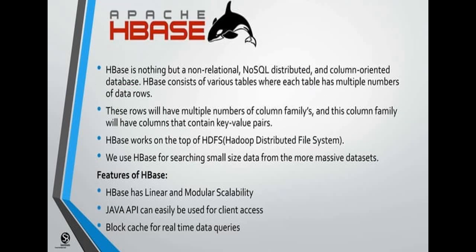Apache HBase. HBase is a non-relational NoSQL distributed and column-oriented database. HBase consists of various tables, and each table has multiple data rows. These rows have multiple column families, and each column family has columns which contain key value pairs. HBase works on top of the HDFS. We use HBase for searching small size data from much larger data sets. Features of HBase: linear modular scalability, Java API that can easily be used for client access, and block cache for real-time data queries.